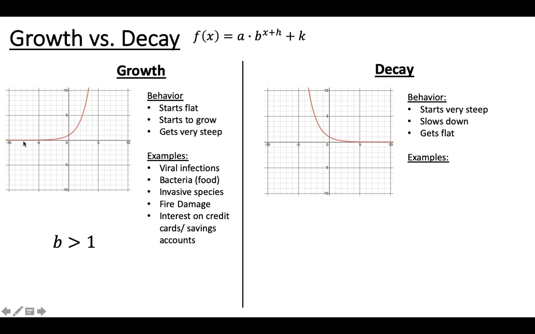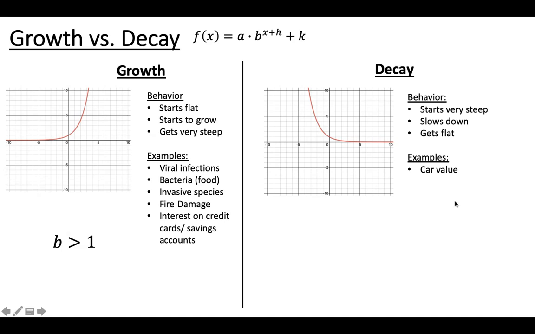So the growth graph starts out flat. The decay graph ends flat. They're kind of like mirror images of each other. They are opposites. Okay, so opposite behavior between growth and decay. Now let's talk about some examples. Where do we see this?